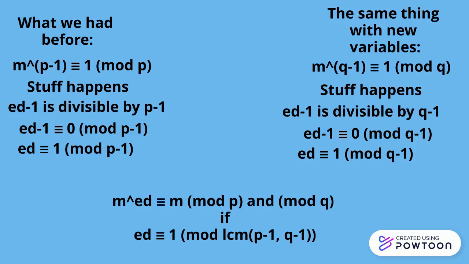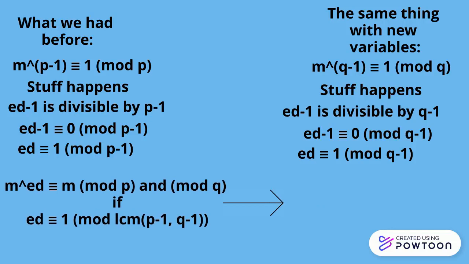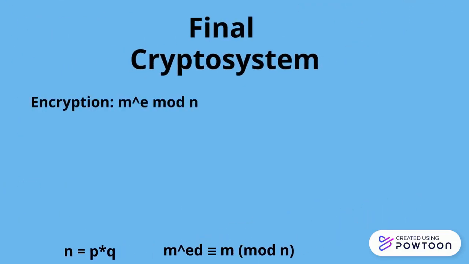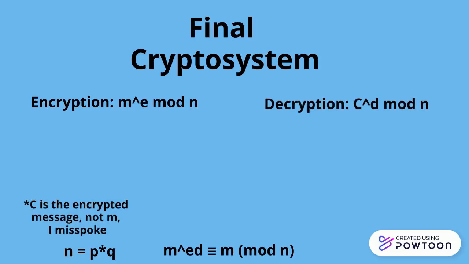So why is it better for m to the power of ED to be equal to m in both mod P and mod Q? Well, this means that we can combine the mods, like we did with the other equation, and say m to the power of ED is equal to m mod n, where n is just the LCM of P and Q. Since P and Q are prime, their LCM is just their product, so n is just PQ. Great! Our final RSA system is that to encrypt, you calculate m, your message, to the power of E mod n. And to decrypt, you calculate m to the power of D mod n.